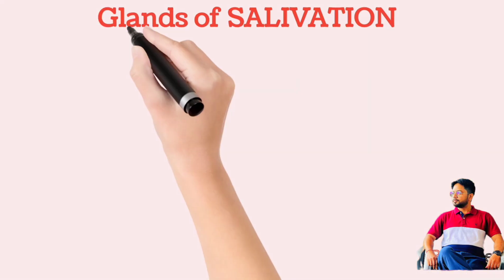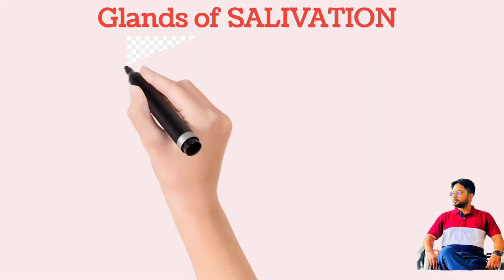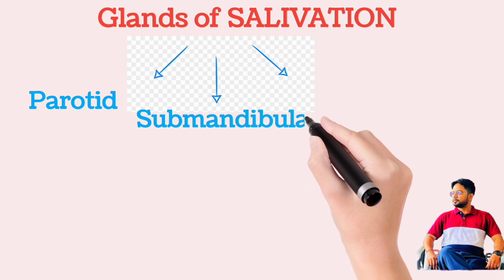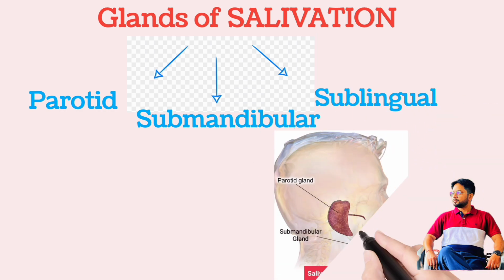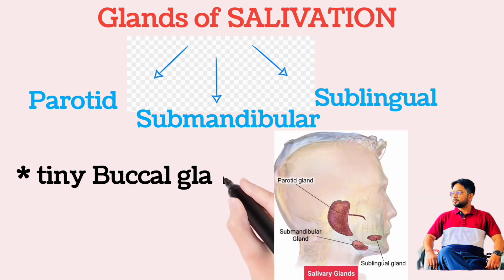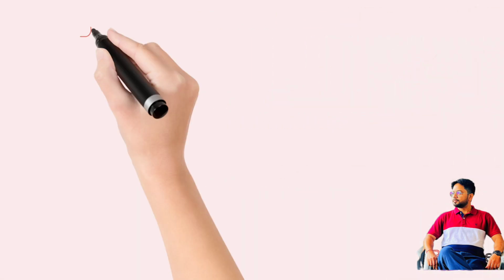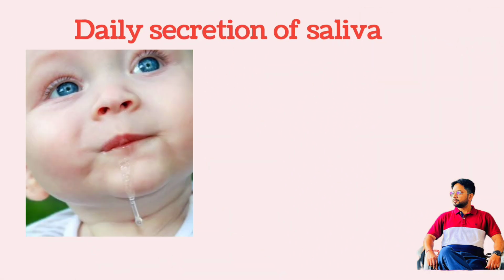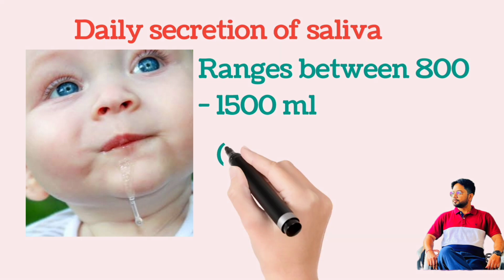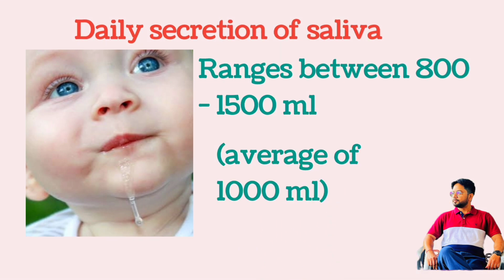The principal glands of salivation are the parotid, submandibular, and sublingual glands. In addition, there are many tiny buccal glands also. Daily secretion of saliva normally ranges between 800 to 1500 ml, with an average secretion of 1000 ml per day.